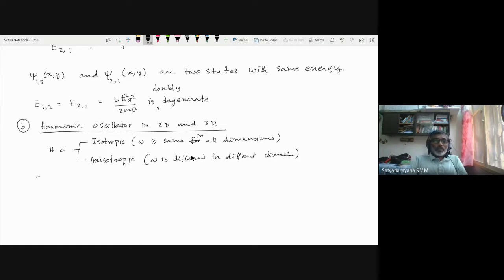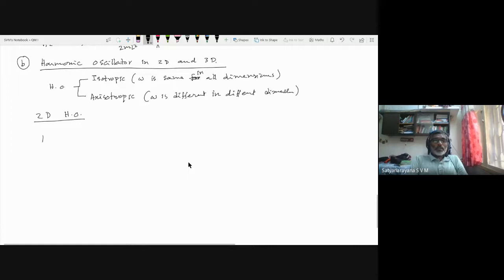So for example, let's consider a 2D harmonic oscillator. So if your Hamiltonian is p square by 2m, so basically this is px square by 2m plus py square by 2m plus half m omega square into x square plus y square. Okay, that means this omega square x square and omega square y square. So this is an isotropic harmonic oscillator.